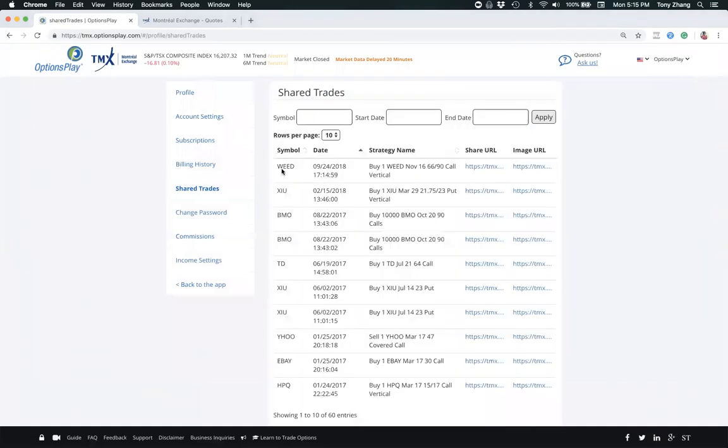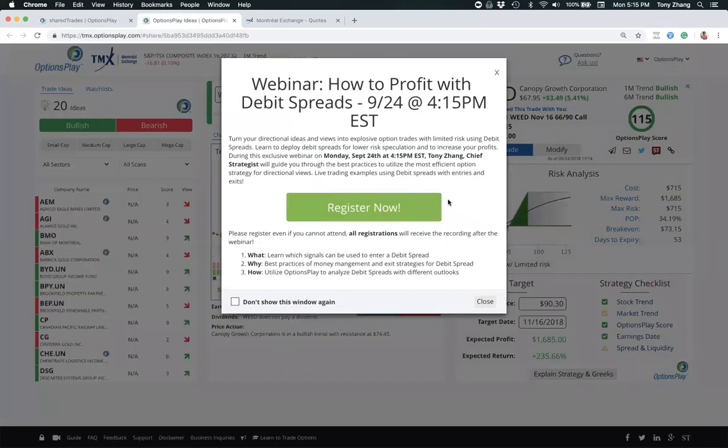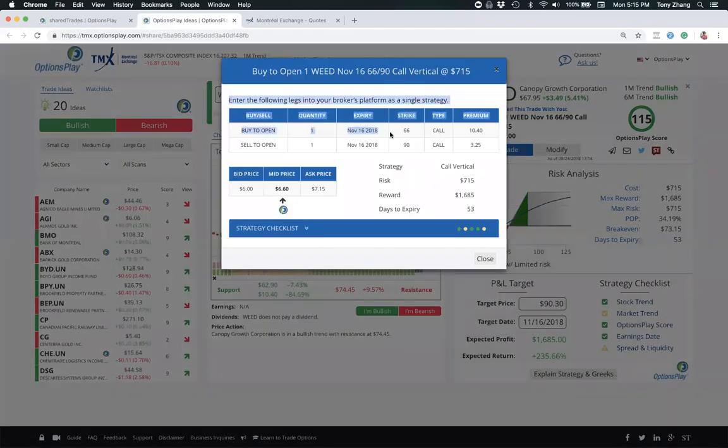You can go to shared trades, and all of your historical trades will show up here. So if you want to track this lead trade, you already have a reference of that, and you can click on the link again to show the trade. And this is how you would go about entering this into your broker's platform. When you hit the trade button, you have this type of information that you can copy or just directly utilize as you have your other brokerage platform up and running.